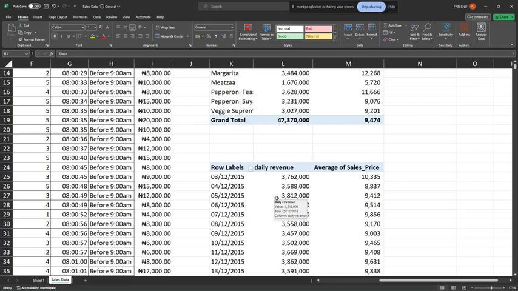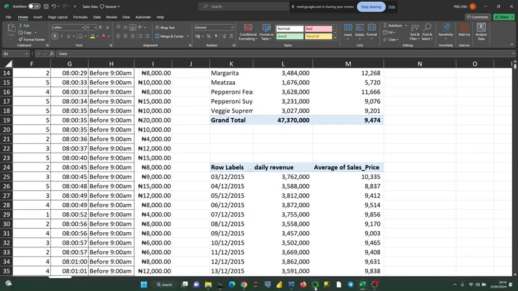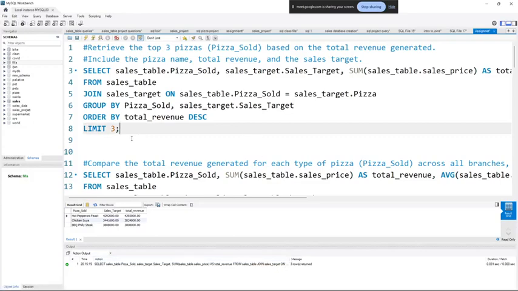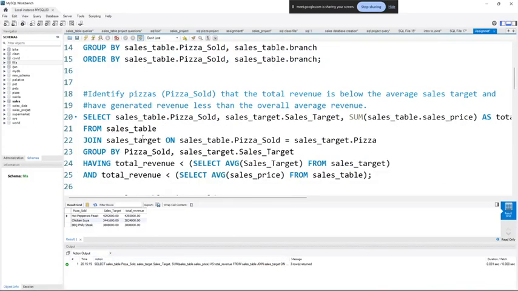I'm getting you. Yes. So that's why I just explained. So now, going back to our SQL, since you understand this, let's go to the second question.